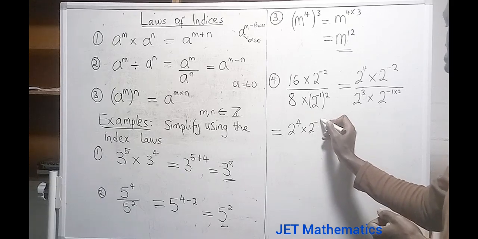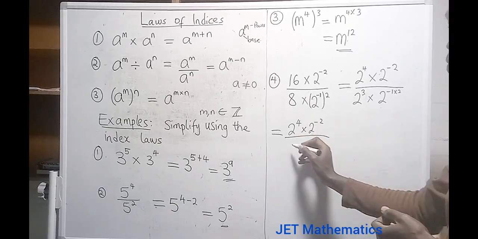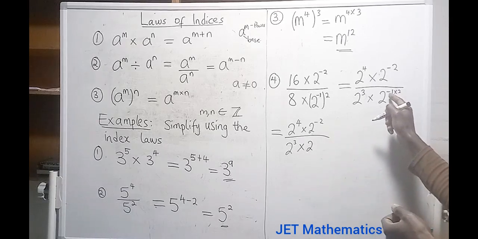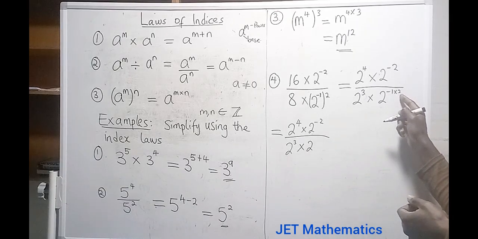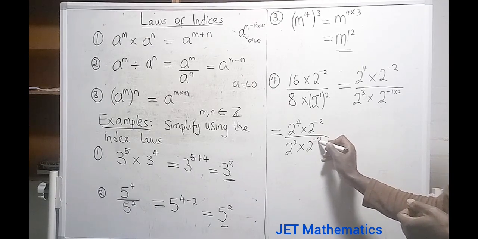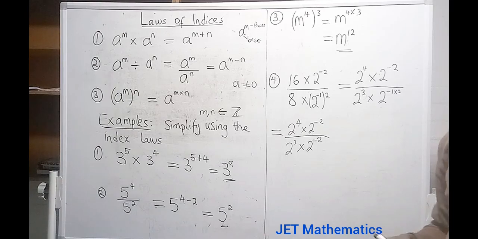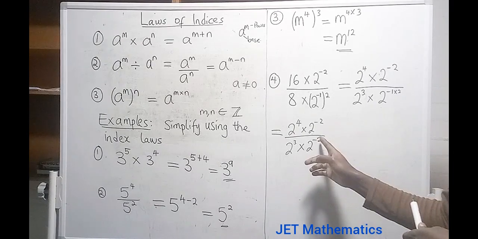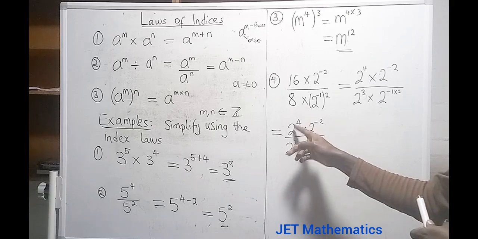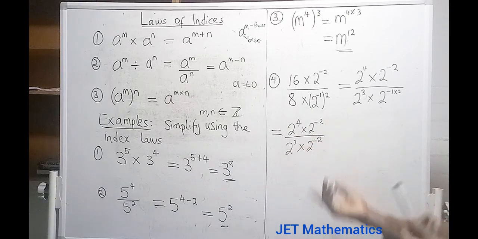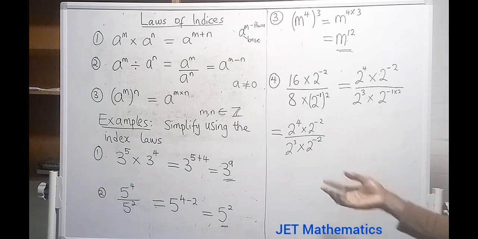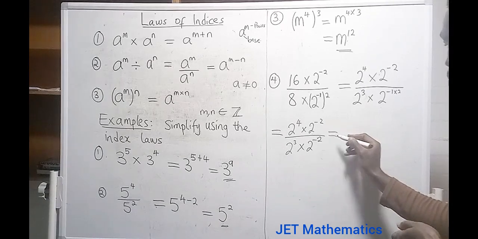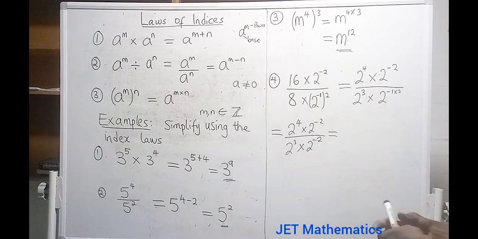times 2 raised to the power minus 2 over 2 raised to the power 3 times 2 raised to the power minus 1 times 2 is minus 2. Okay? So there are many ways to go about this problem. Here I can decide to cancel out so that I'm left with 2 raised to the power 4 divided by 2 raised to the power 3. We can use that approach because this and this are the same. We can also decide to use our laws as we have established.